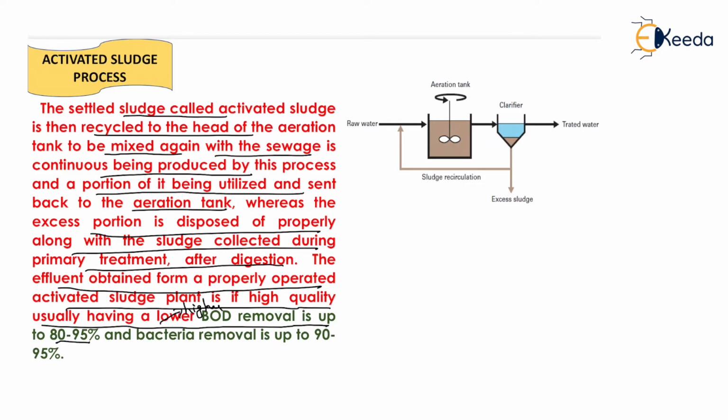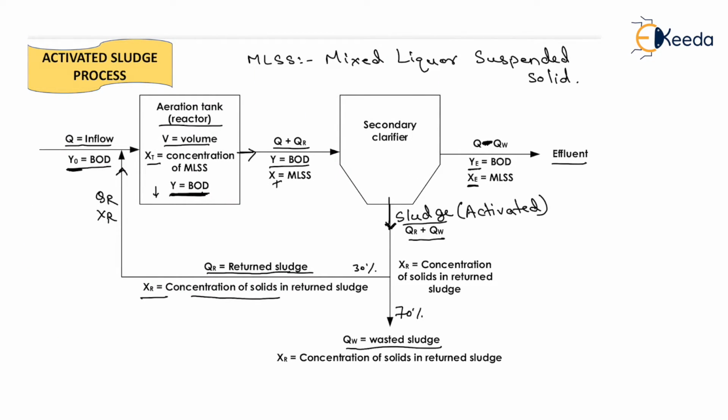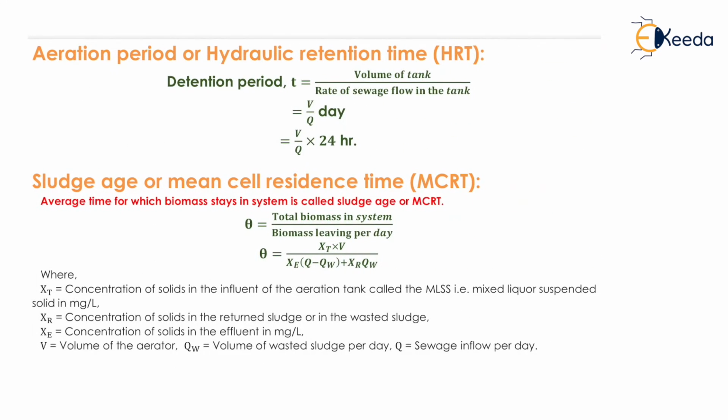Clear to all? Now we have already discussed the complete process of activated sludge. Now we can move to the further part, that is the calculation of various parameters: aeration period, hydraulic retention time, sludge age, mean cell residence time, and many more. Now the detention period can be determined by dividing the volume of the aeration tank by the rate of sewage flow, or the amount of sewage flowing in as inflow. Okay, the volume of the aeration tank will be V and the amount of water sent as inflow will be Q. Now its unit will be day, but we want the aeration time, or the detention period, in hours.